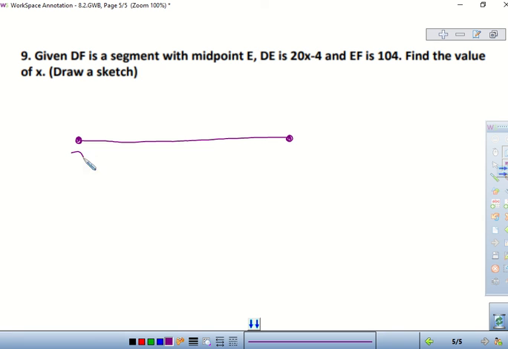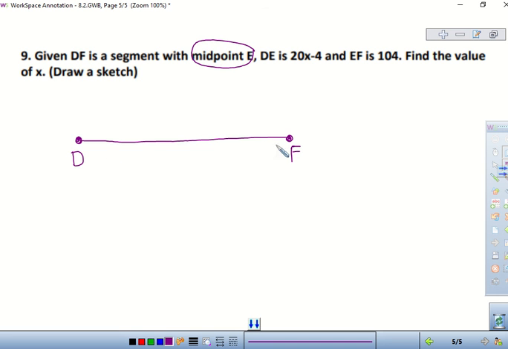This is another really important lesson about the fact that the picture doesn't always tell us what we mean. Sometimes you're going to be drawing the picture yourself, so the picture certainly won't be to scale. E goes in the middle. Good. D is 20x minus 4, and F is 104.